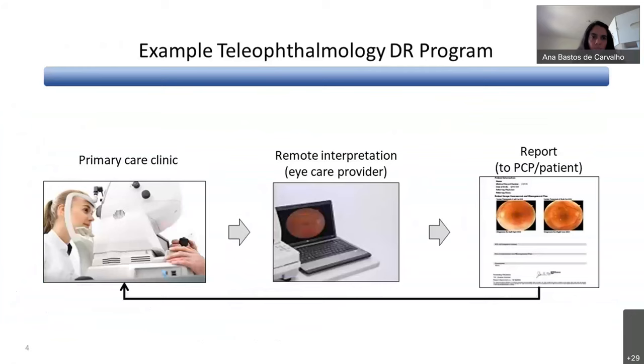This is just for those of you who are not familiar with how a teleophthalmology program works. This is how it works for the established programs for diabetic eye screening. Primary care clinics have these specialized cameras that take pictures of the back of the eye, of the retina. And these are operated by local medical assistants or technicians that are employees of the primary care centers and that are just trained to use these cameras. Then these pictures are stored and forwarded through the cloud for remote interpretation by a remote eye care provider. The eye care provider then issues a report that covers the diagnosis as well as recommendations for follow-up of what was found in the exam.